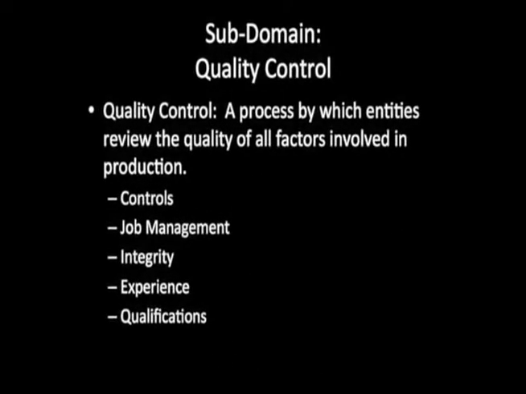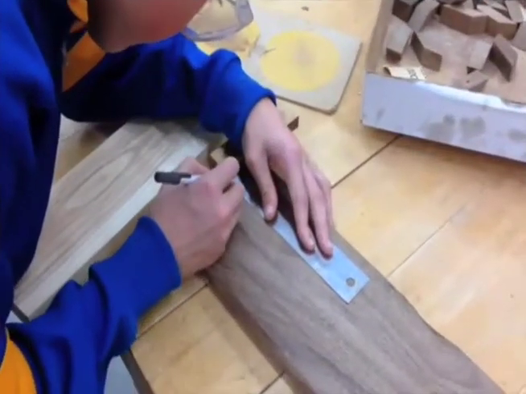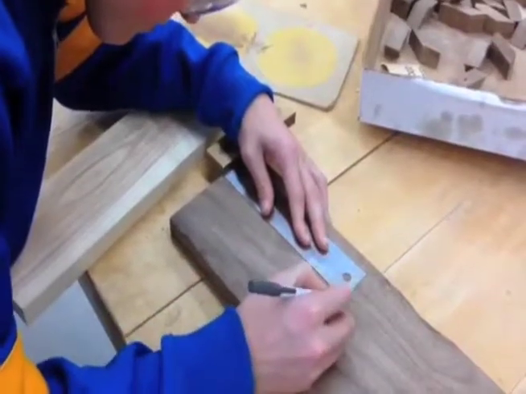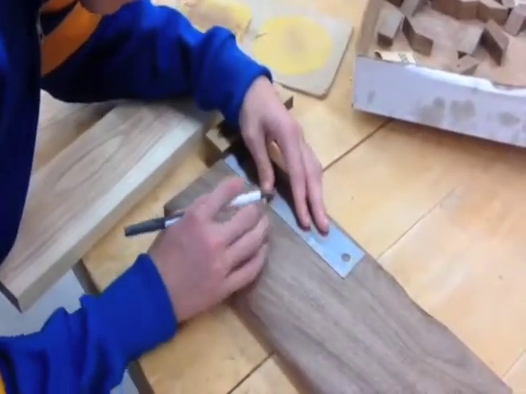Quality control is a process by which entities review the quality of all factors involved in production. Examples can include, but are not limited to, controls, job management, integrity, experience, and qualifications. My students are constantly self-assessing on the quality of their products that they are creating, whether that be measuring twice so that they only cut once in woodworking, going through a design process for a class competition, or in the quality of the design that they create in drafting.